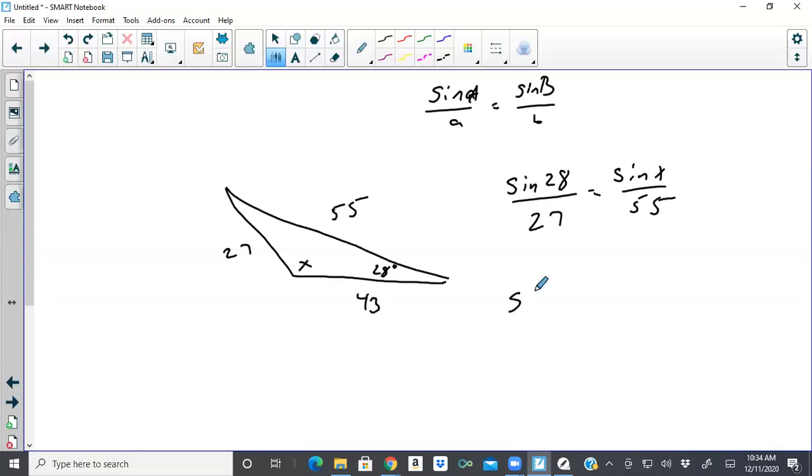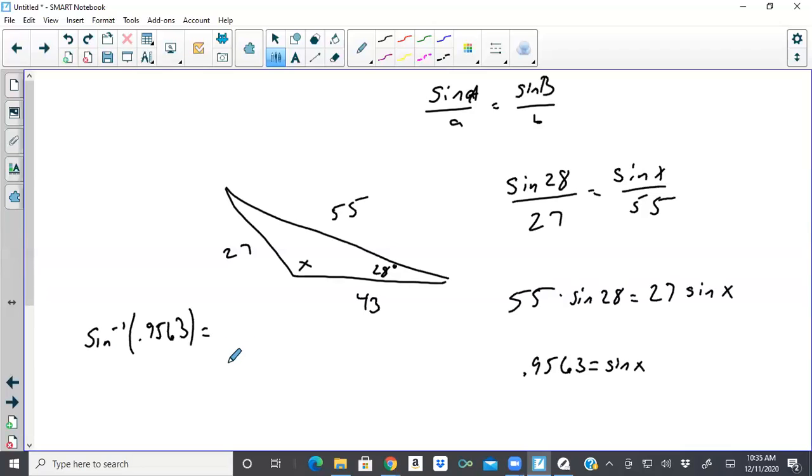We would cross multiply, so I'd get 55 times the sine of 28. Again, calculator has to be in degrees here, equals 27 times the sine of x. We would divide each side by 27, so I end up getting something like 0.9563. I worked this out beforehand, so hopefully all my numbers work. 0.9563 equals the sine of x. Now we would solve for x by using the inverse. So I would take sine inverse of 0.9563, and I would be left with x equals 73 degrees.